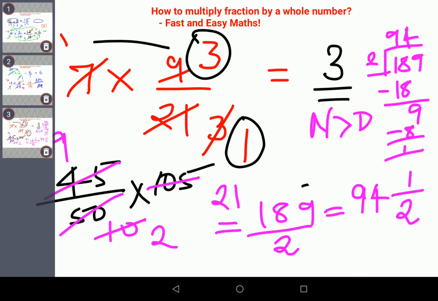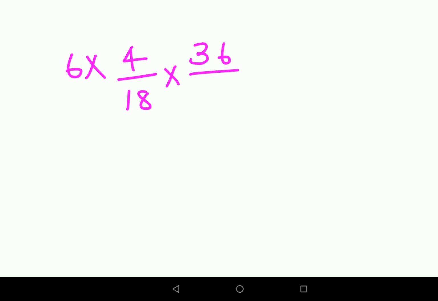I hope you all are getting the hang of doing multiplication by fractions. Now, let me just do one more. Let's say we had 6 into 4 upon 18 into 36 upon, let's say, 44. See, understand this rule, that rule which I told you, where you can cancel things vertically, you can cancel things diagonally, that will apply no matter the number of fractions involved.